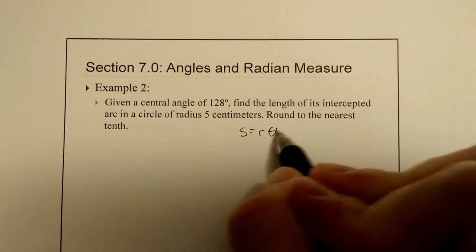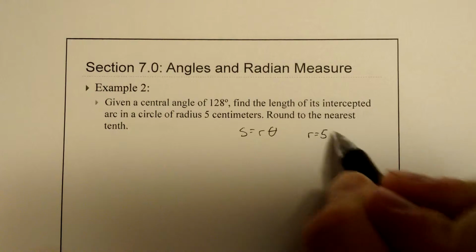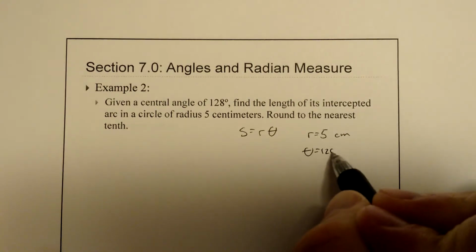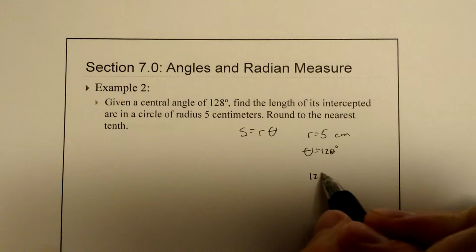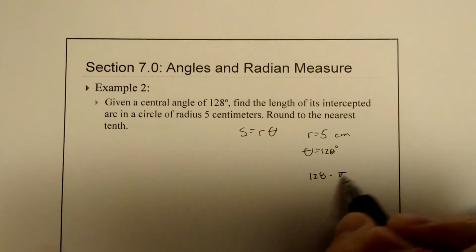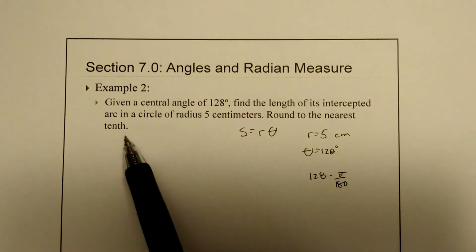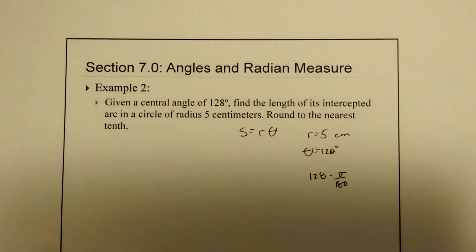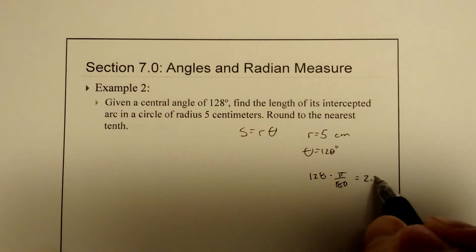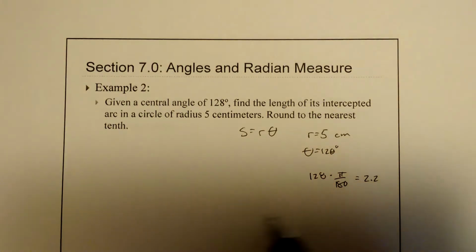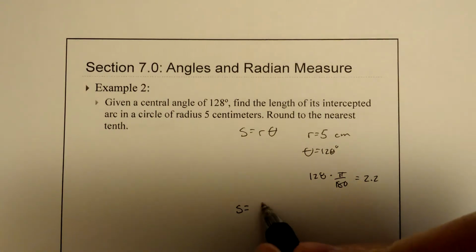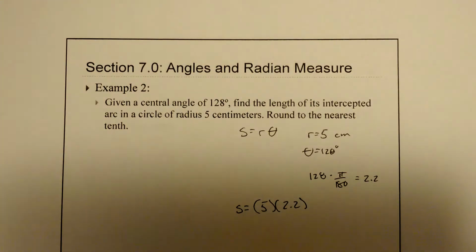So S equals R theta. R in this case is 5 centimeters. Theta is 128 degrees, but we need to convert that to radians. So 128 times pi over 180. Now, since it says round to the nearest tenth, that means we can actually round this answer. So 128 divided by 180 times pi, this is about 2.2 radians. So S is equal to the radius, 5, times 2.2. So it's approximately 11 centimeters.